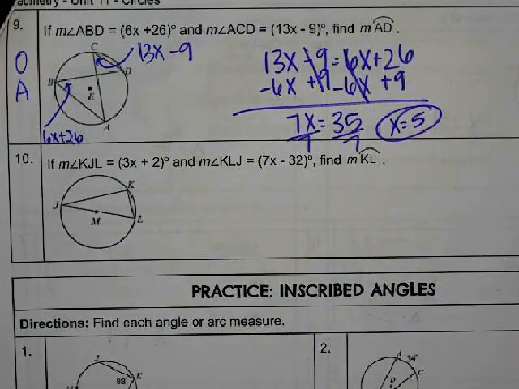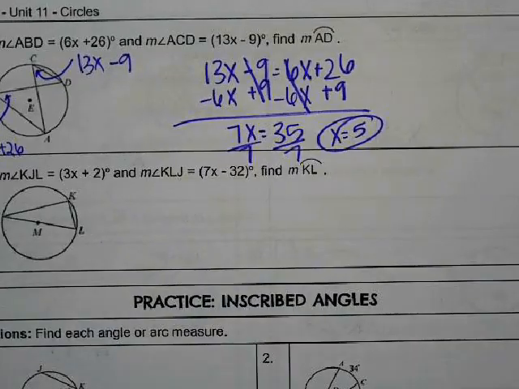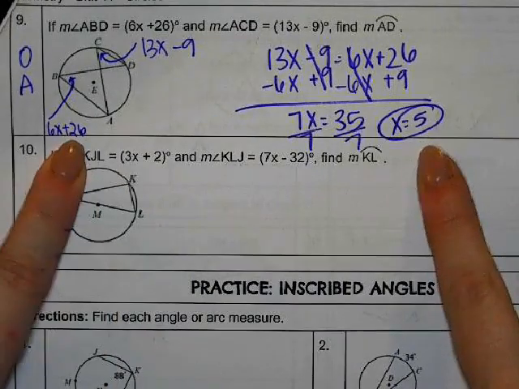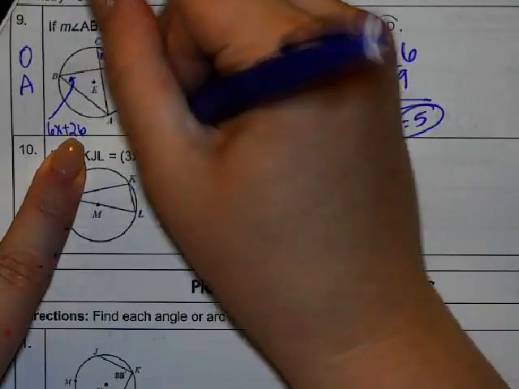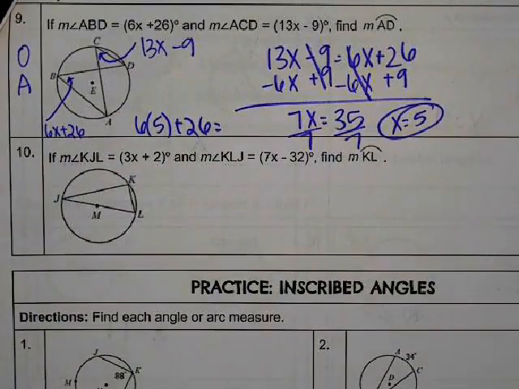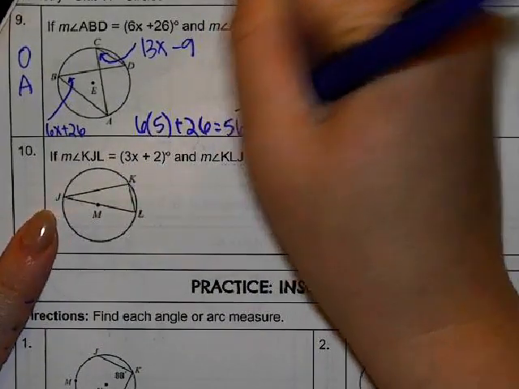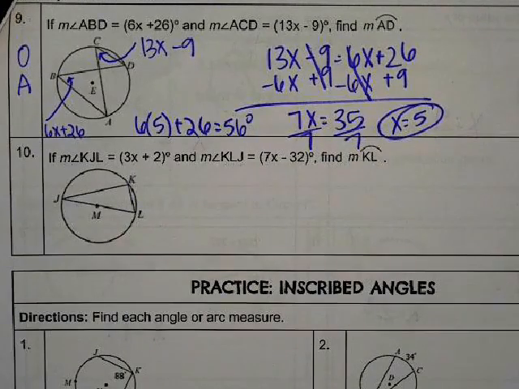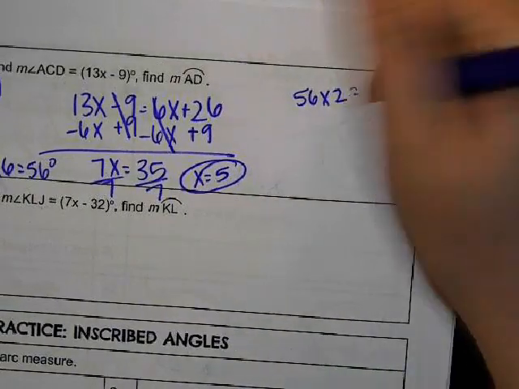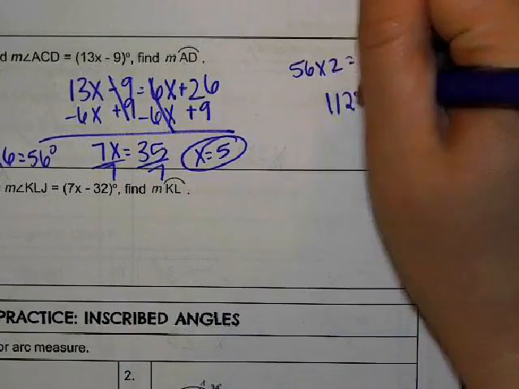Now I'm not done because I need to find AD. So in order to do that, I'm going to take this x value and I'm going to plug it into one of the angles. So we're going to use the 6x plus 26. That gives me an angle of 56. Remember, if the angle is 56, the arc is double that. So I'm going to double 56, so times 2. And that gives me an arc measure of 112 degrees. That is my final answer.